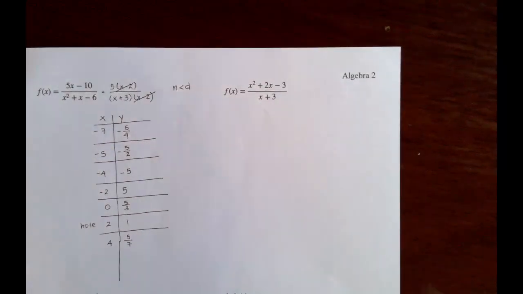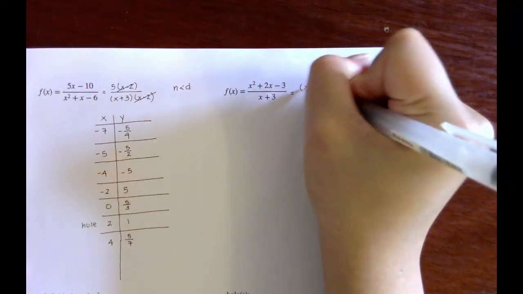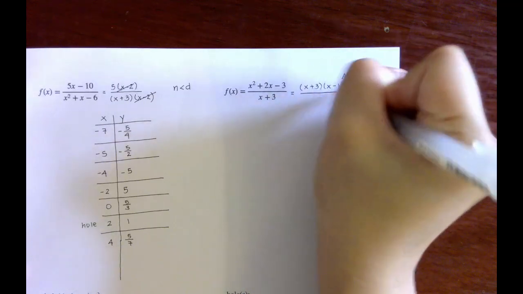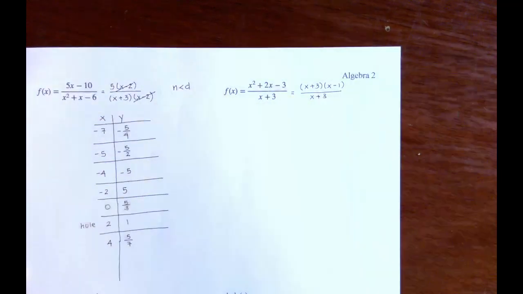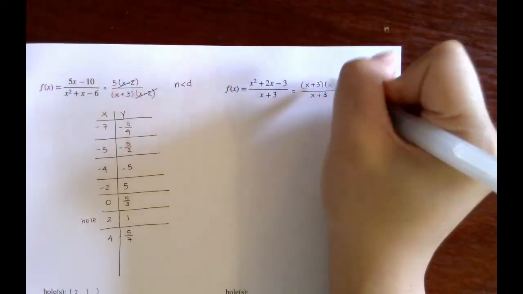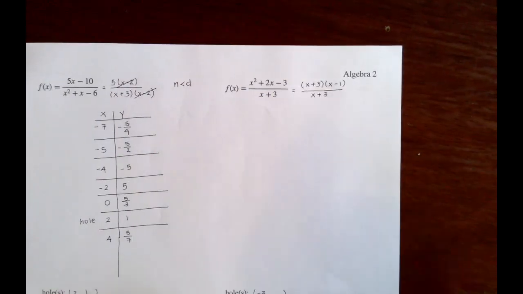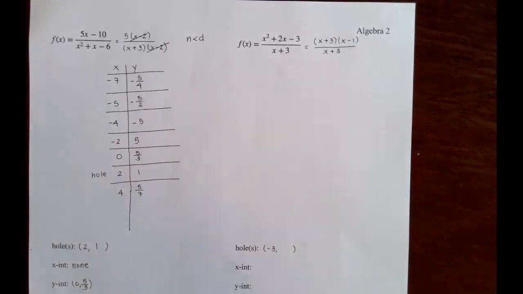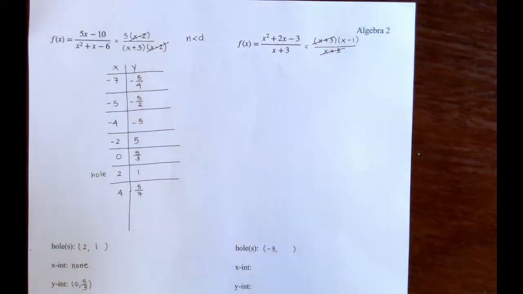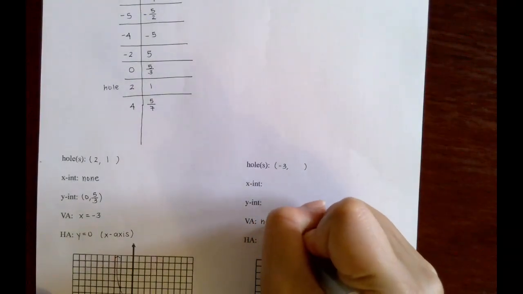So again, factor. So x squared plus 2x minus 3. This becomes x plus 3, x minus 1, over x plus 3. Okay. So since the x plus 3 gets canceled, that means we're going to have a hole at -3 comma something. Right? Then that means we won't have a vertical asymptote, so vertical asymptote is none.